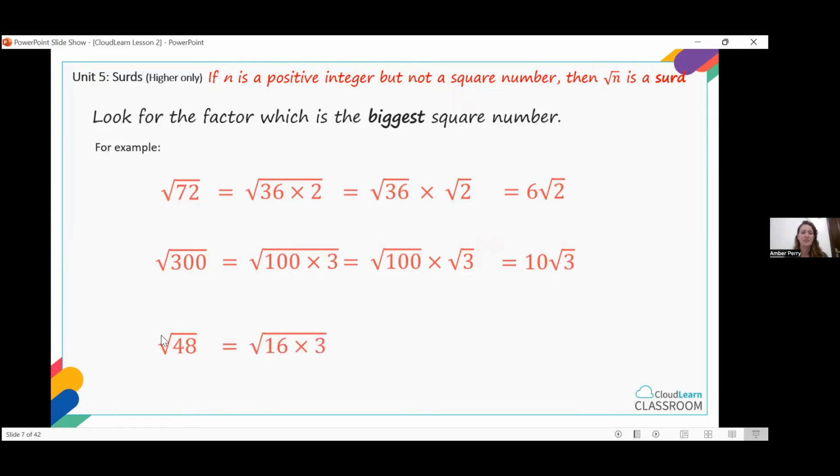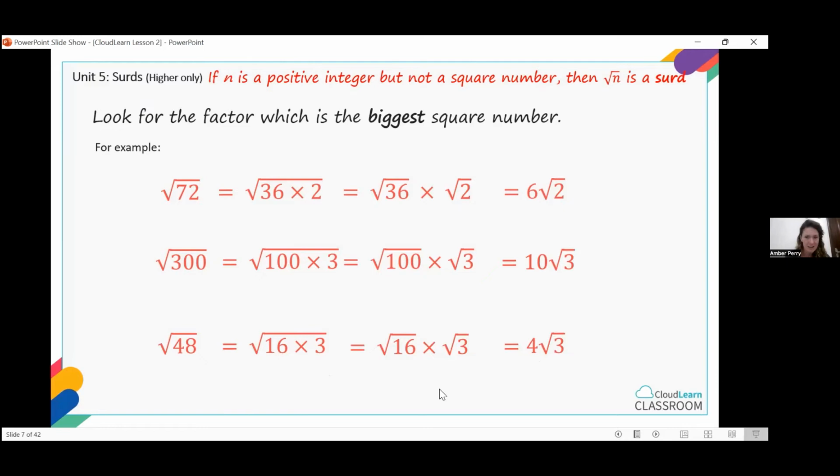Okay, so 16 goes into 48 3 times. So that can be broken down into 16 times 3. And then we have the square root of 16 multiplied by the square root of 3, which is 4 root 3. Okay, so anyone got any questions?